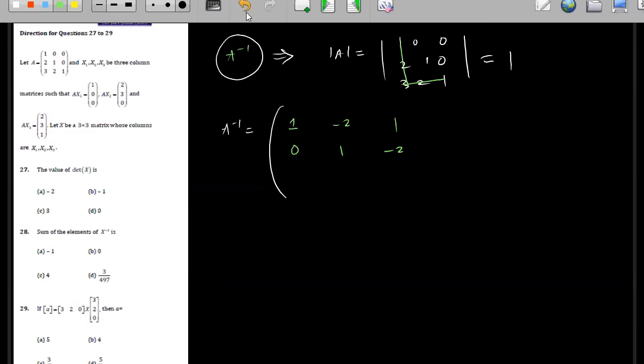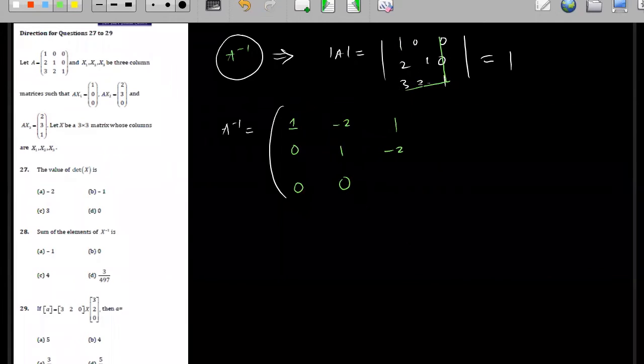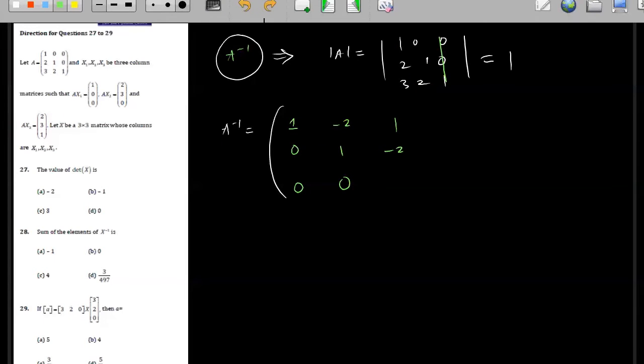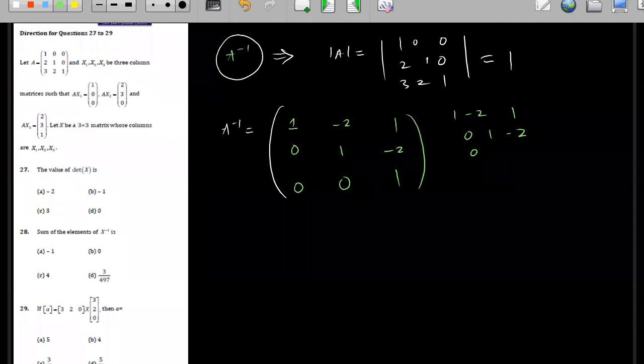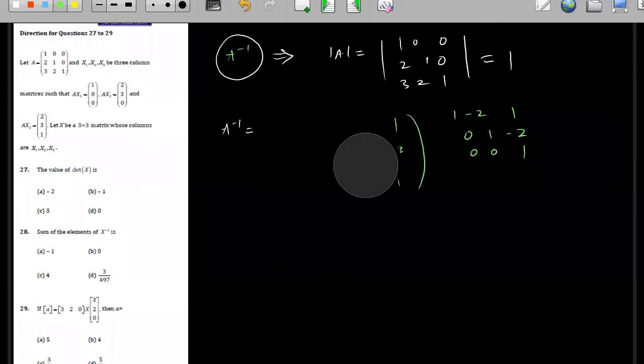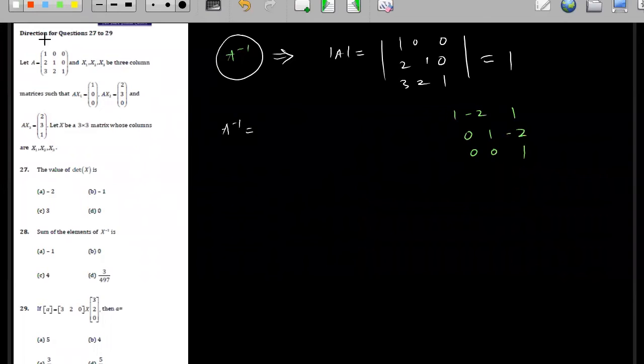Then I will find for this one 0. Then again 0, again 0, and the last one is 1 ones are 1, so this is 1. So I'm getting the matrix something like this, right? So I will write 1 minus 2, 1, 0, 1 minus 2, 0, 0, 1. If anyone has solved this one, you can check. If I made any mistakes, just tell me. I hope this one is correct.